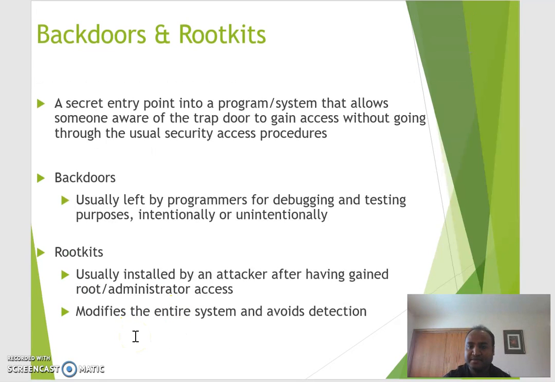The next item is backdoors and rootkits. A backdoor is a secret entry point into a program or system that allows someone aware of the trapdoor to gain access without going through the usual security access procedure. The backdoor is usually left by programmers for debugging and testing purposes, intentionally or unintentionally. Since it's left by the programmer, it has access to system files, and it's already in the program itself, which can be used for bad intentions.